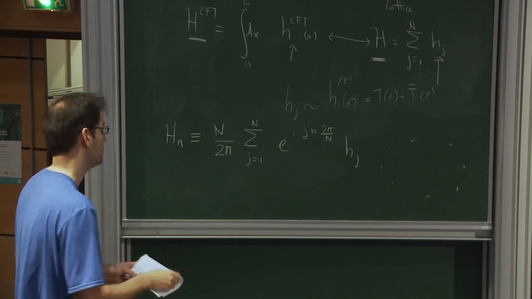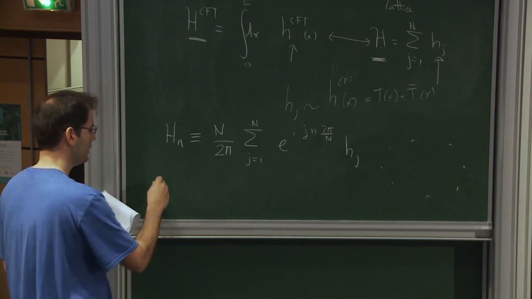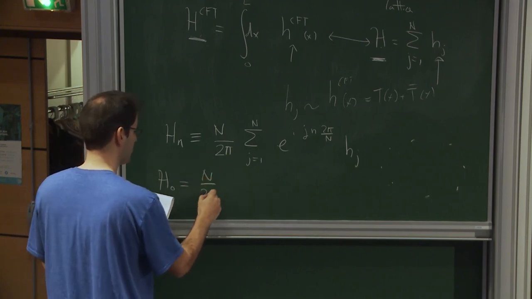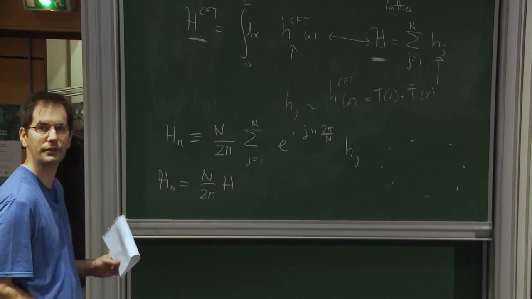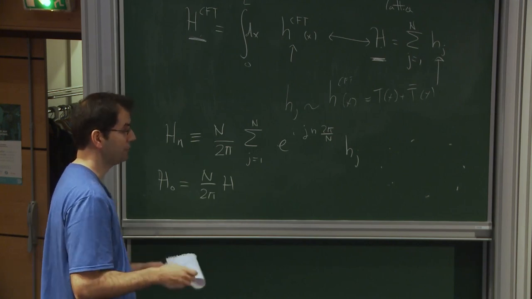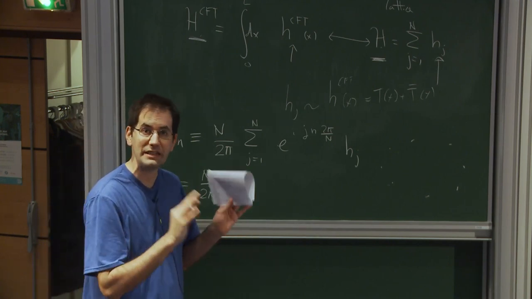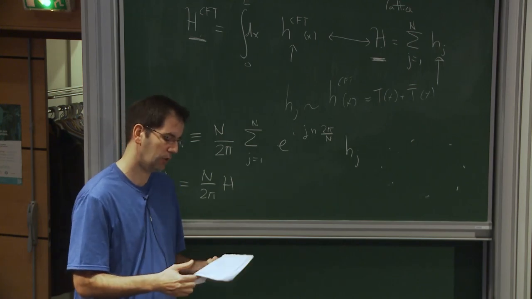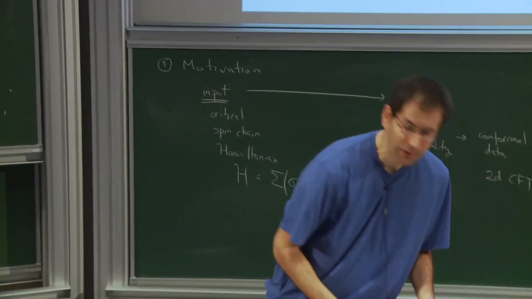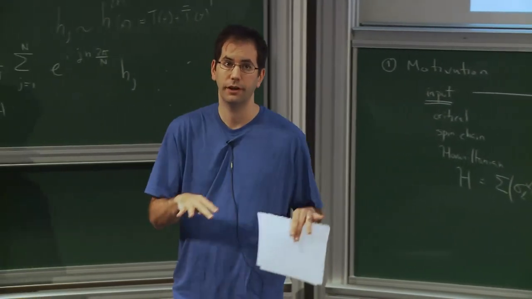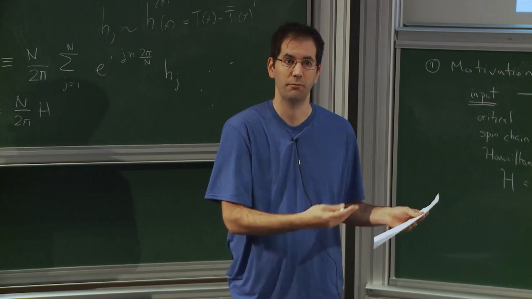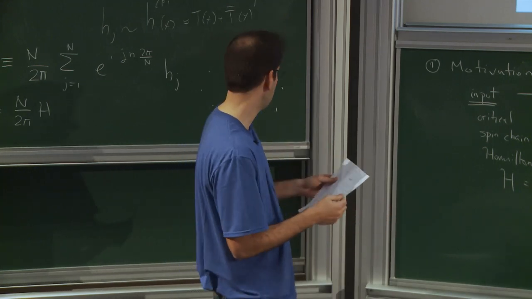Okay? I'm going to call this HN, and the Hamiltonian, actually H0, would be equal to a renormalized version of the Hamiltonian on the lattice. So if you don't put phases, you still have this term here. So these are the Fourier modes of the Hamiltonian, something that you can easily build on the lattice. And now all we need to understand is how they act on the CFT states, and then I do the same on the lattice.